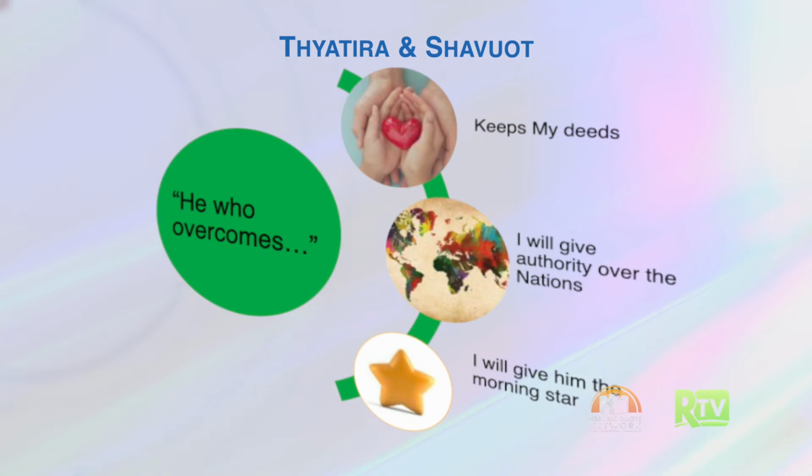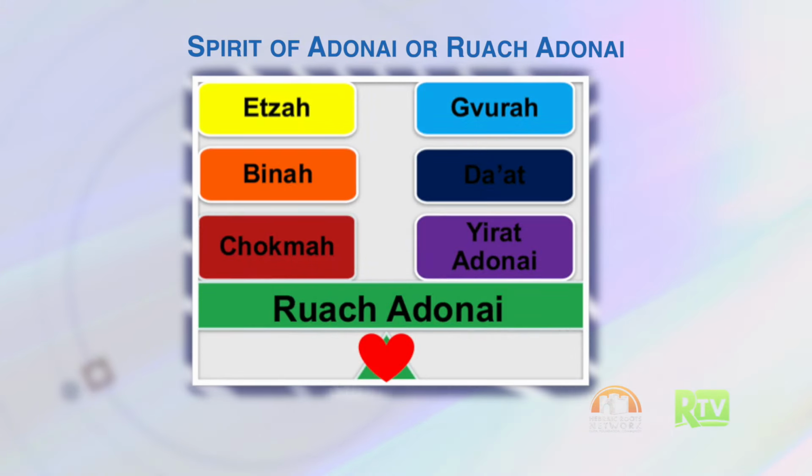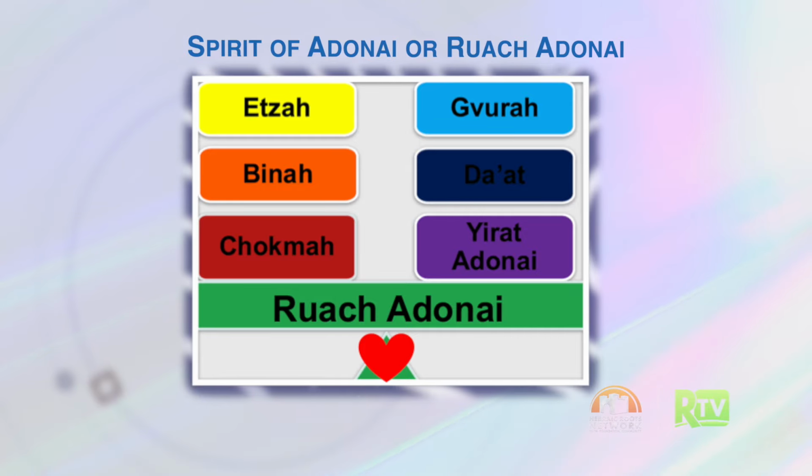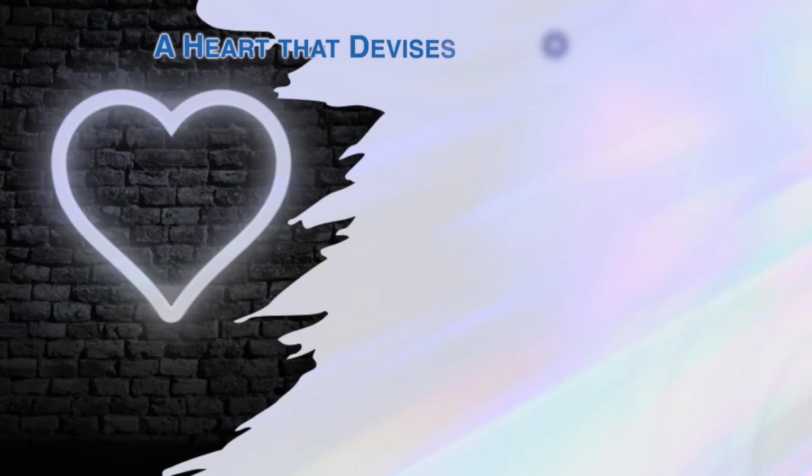He who overcomes and keeps his deeds, it says, I will give him authority over the nations, and I will give him the morning star. So it's that balance, walking in the word and walking in the spirit. It's that boundary marker, right? But if we think about the wicked lamp, it's a heart that's devising wicked plans.